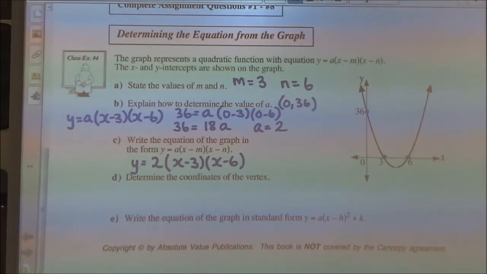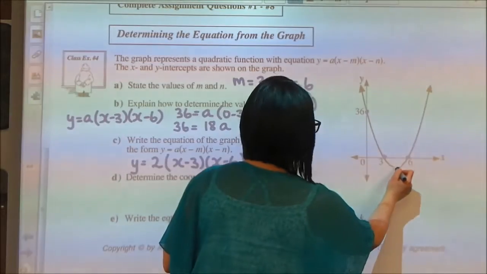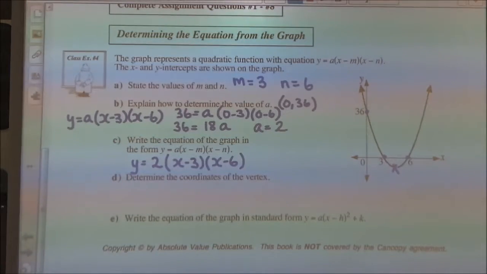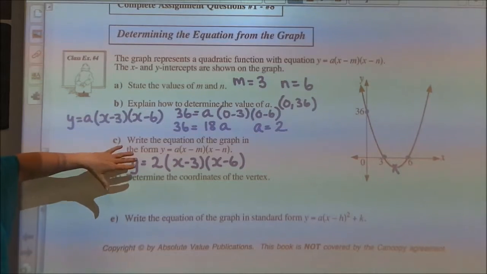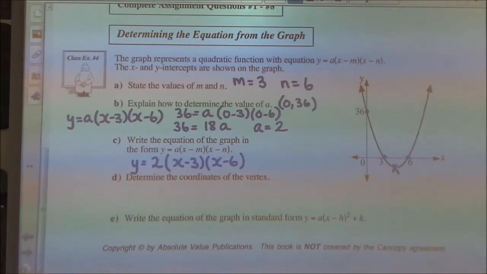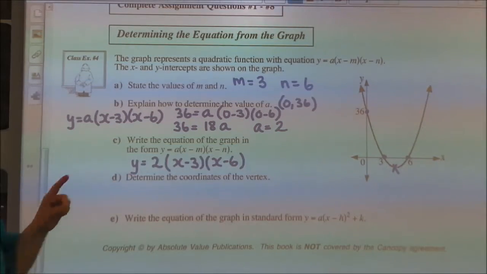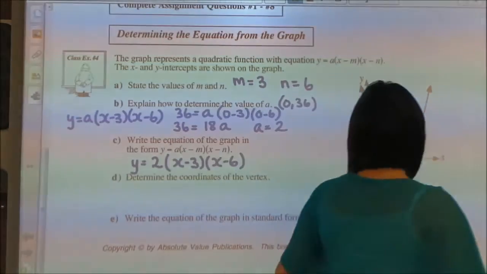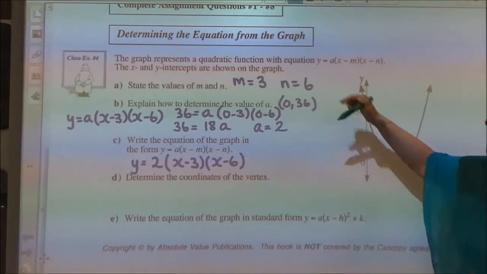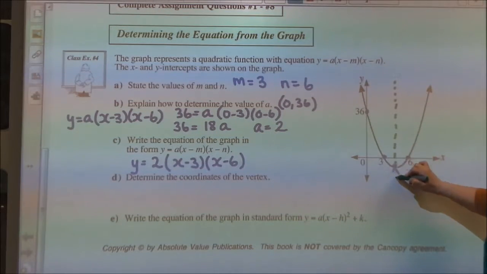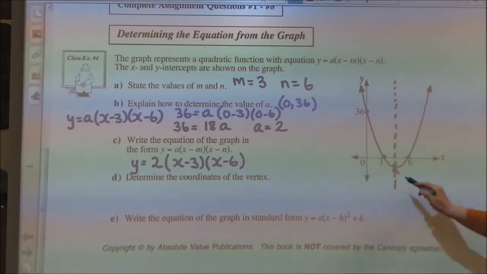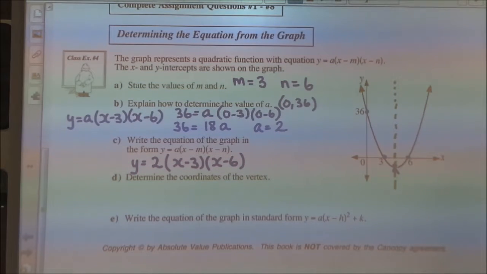To find the vertex, that's this point right here. There's two ways I could find the vertex. I could graph this equation at this point, find the minimum value, and find the vertex. The other way is, if we go back, one of the other things that we learned with this type of equation is I can determine the equation of the axis of symmetry. And the axis of symmetry goes through the vertex. So if I can figure out the axis of symmetry, I can use that to help find my vertex.